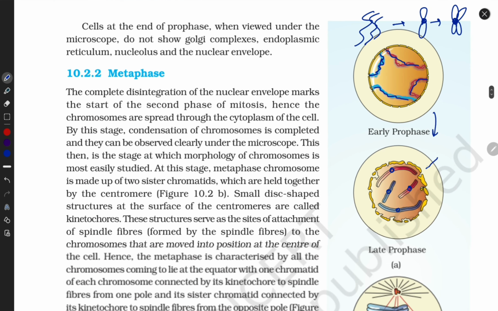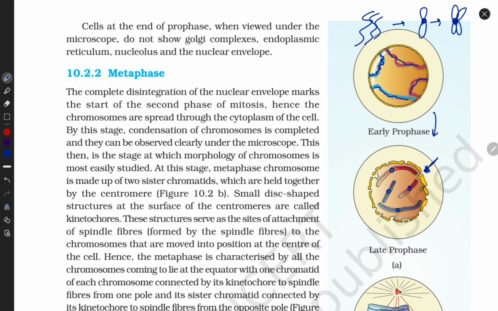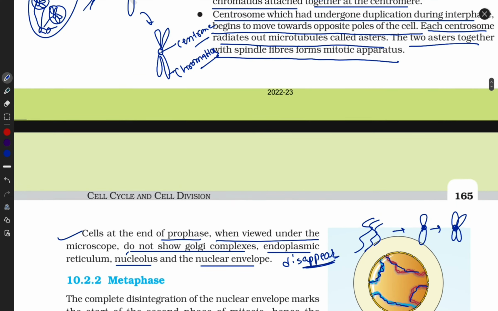Now look at the nuclear envelope. It starts disappearing. Now the chromosomes are condensed. Cells at the end of prophase, when viewed under the microscope, do not show a Golgi complex. There is a negligible Golgi complex. The Golgi complex is removed, the endoplasmic reticulum disappears, and the nucleolus and nuclear envelope all start disappearing. I repeat again.